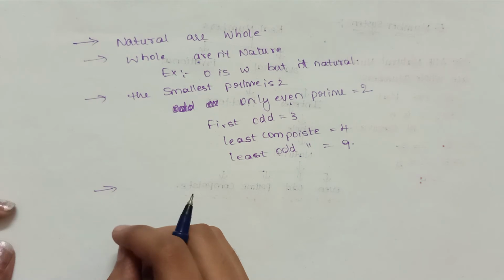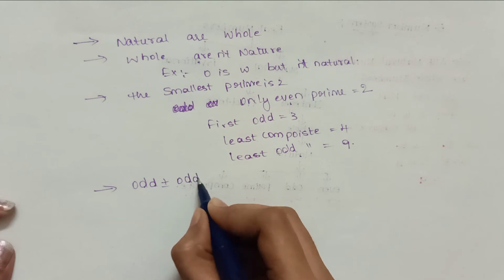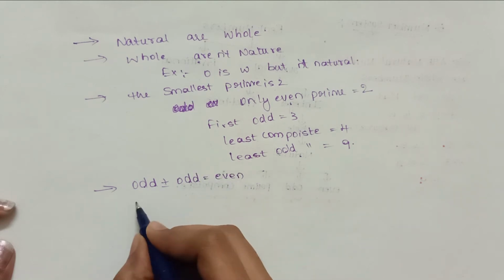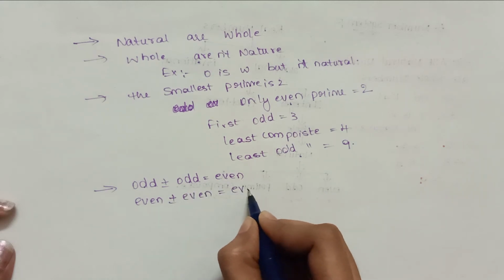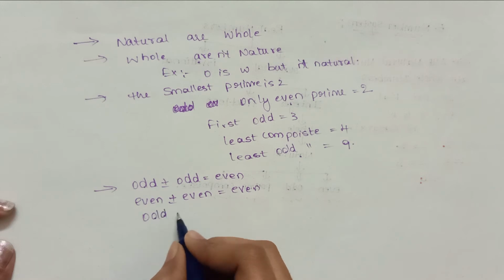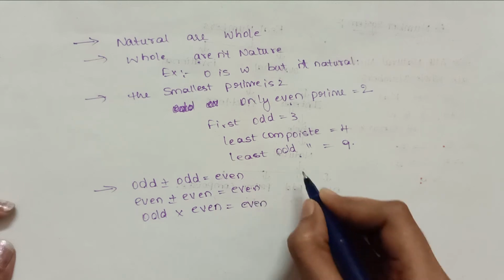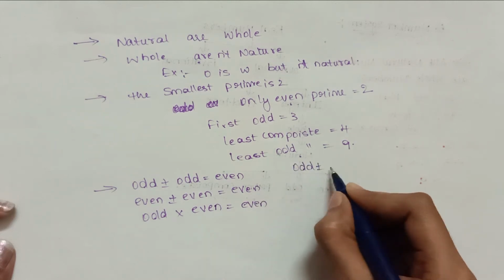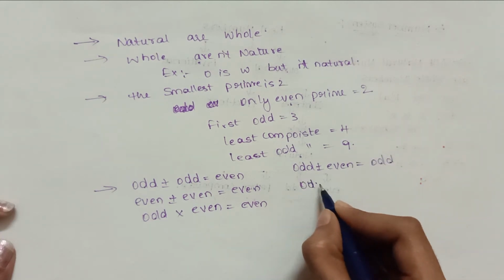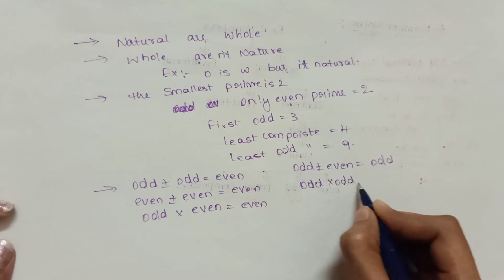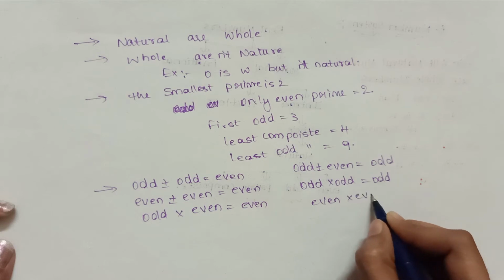And we have some important formulae. Odd plus or minus odd is equals to even. Even plus or minus even is equals to even. Odd into even is equals to even. Odd plus or minus even is equals to odd. Odd into odd is equals to odd. Even into even is equals to even.